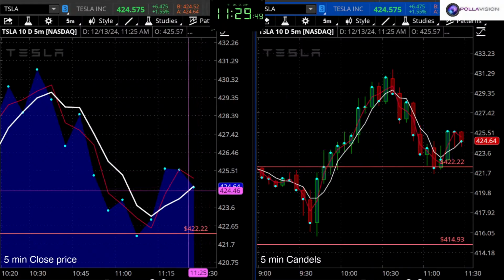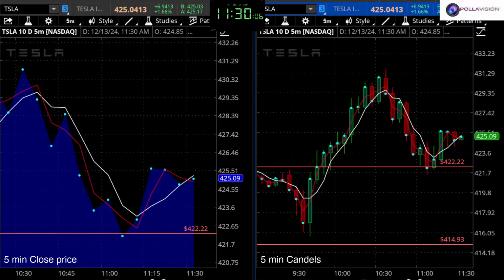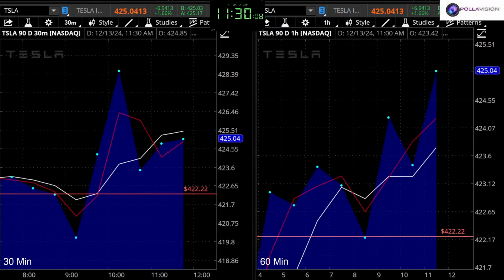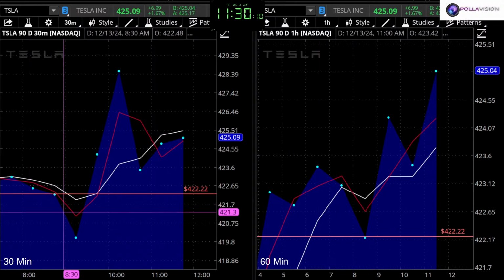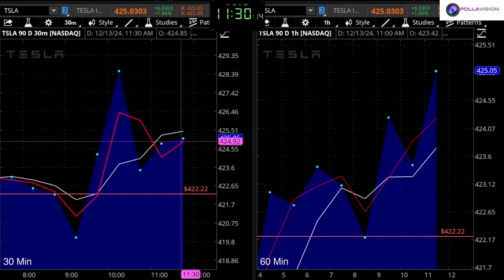What's the next closing price? We will know in 10 seconds. What happens at 11:30? Does it hold? Does it take off? Or does it go back down? We know. So let's look at the 30-minute chart. Here we have the 30-minute chart right here. The 30 got below the 4.